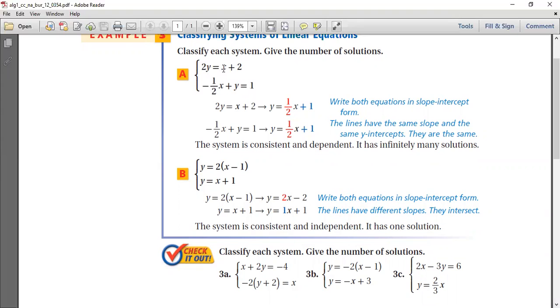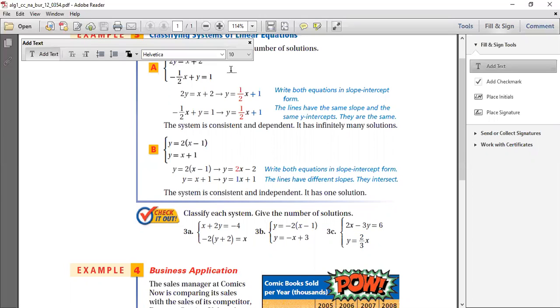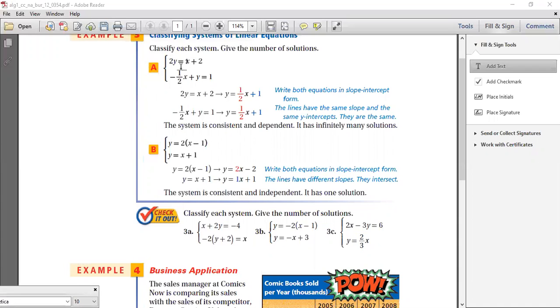So when you change this to y-intercept form, how is that going to be? That's going to be y is equal to x plus 2 divided by 2, because we have to get rid of this 2. Now you know there's an invisible 1 here, right? When you divide this side by 2, that's going to become a half, and when you divide 2 by 2, that's going to give you a 1. So that's how this equation became y is equal to half x plus 1.